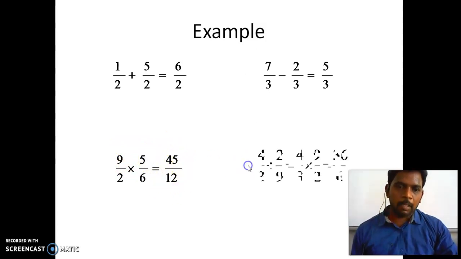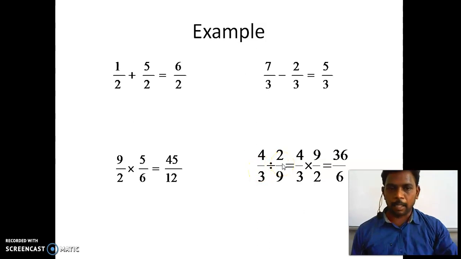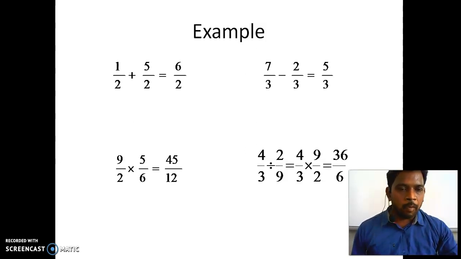Now we are going to check finally with division. So 4 by 3 is a rational number, 2 by 9 is a rational number. If we divide these two, how can we divide two rational numbers? What is the procedure? First we write the first number, and instead of division, we take the multiplication symbol, and we take the reciprocal of the second number. So 2 by 9 can be written as 9 by 2. So 4 into 9, 36, 3 into 2, 6. So the result 36 by 6 is also a rational number. So if we divide two rational numbers, the result is also a rational number.